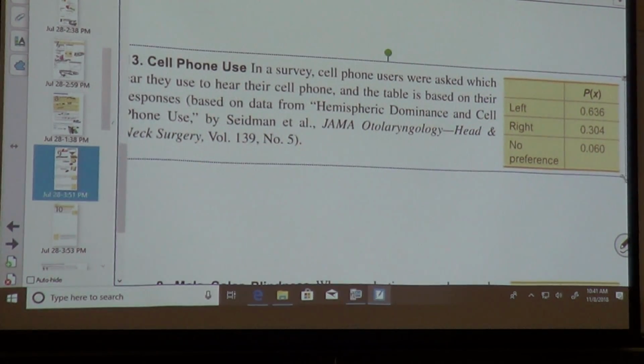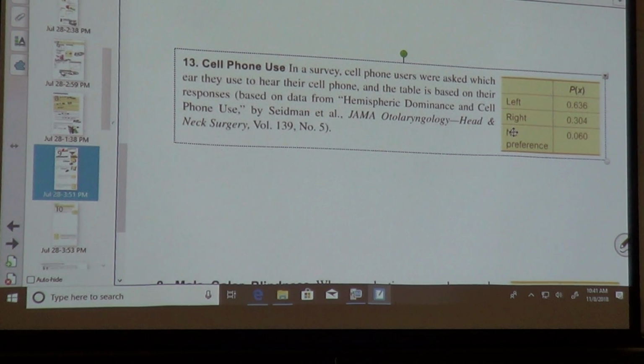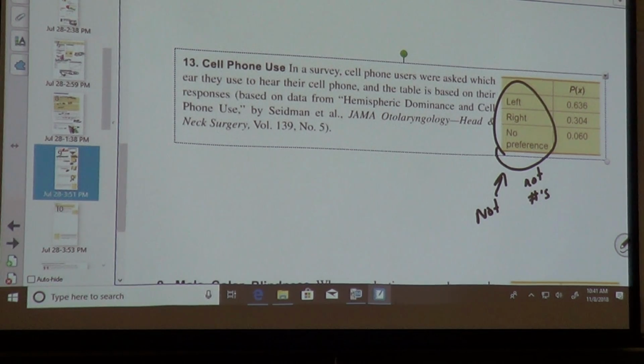Is this a probability distribution? No. This is not a probability distribution because these are not numbers. You have to have numerical categories in order to be a probability distribution.